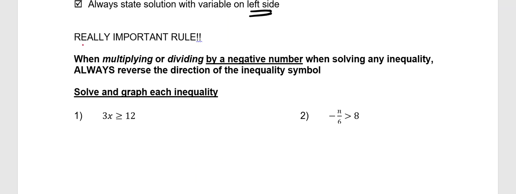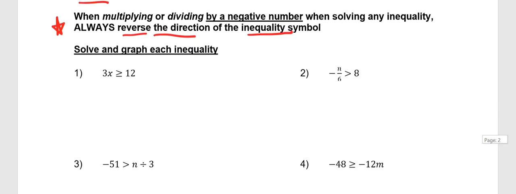But there is a really important rule that we need to remember. And we'll explain why this rule needs to be applied. But for the sake of the video today, we just want to make sure that when we multiply or divide by a negative number when solving any inequality, so if any step in the process of solving the inequality requires us to multiply by a negative or divide by a negative, we need to reverse the direction of the inequality symbol. So if the inequality symbol starts out as saying greater than, and we divide by a negative to solve, it's going to have to flip around to say less than, for example.